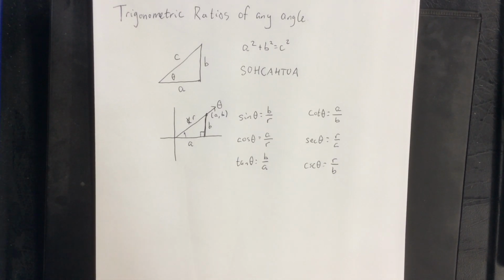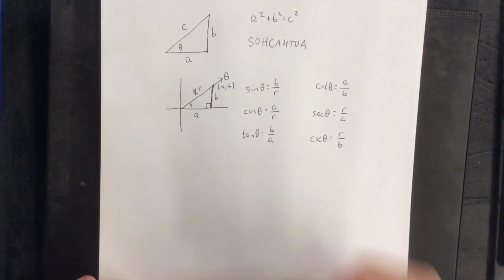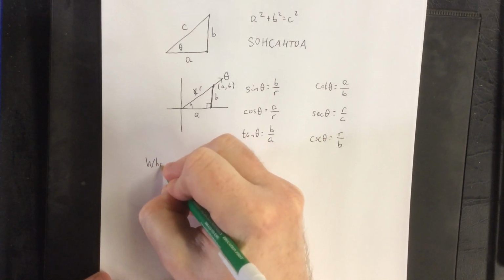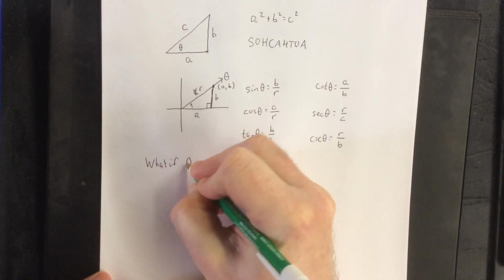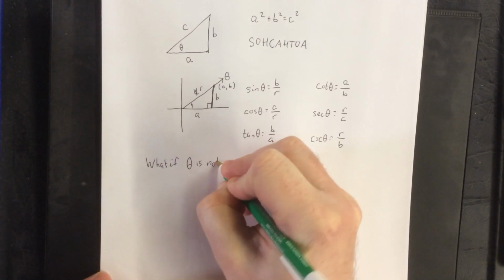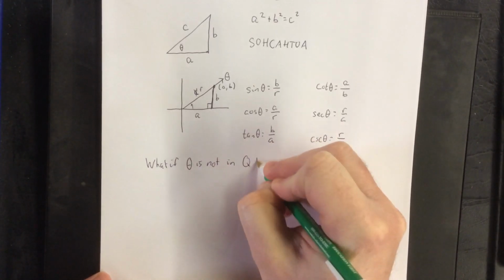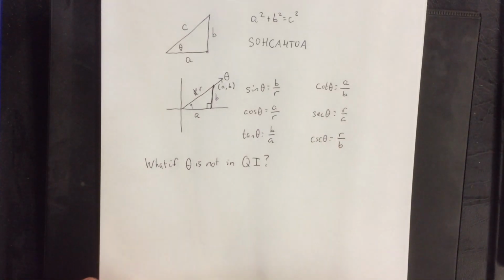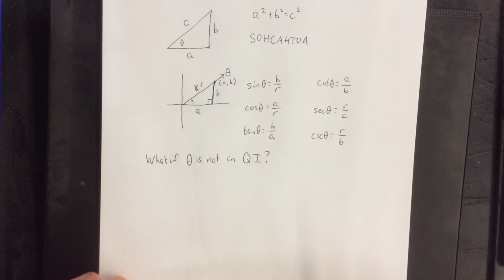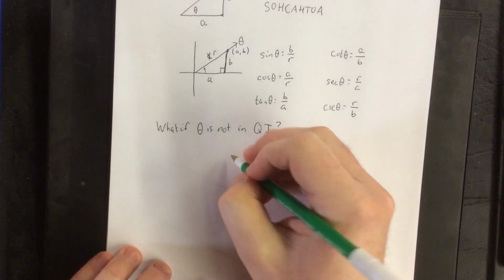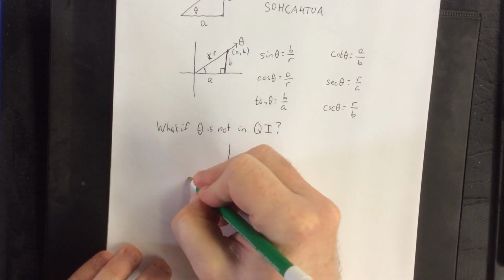You'll notice that at no point in here did I say that it is mandated that theta has to be a quadrant 1 angle. So we'll pose the question, what if theta is not in quadrant 1? Well, the first place we could go with something like that is quadrant 2. So let's go ahead and extend this into quadrant 2.